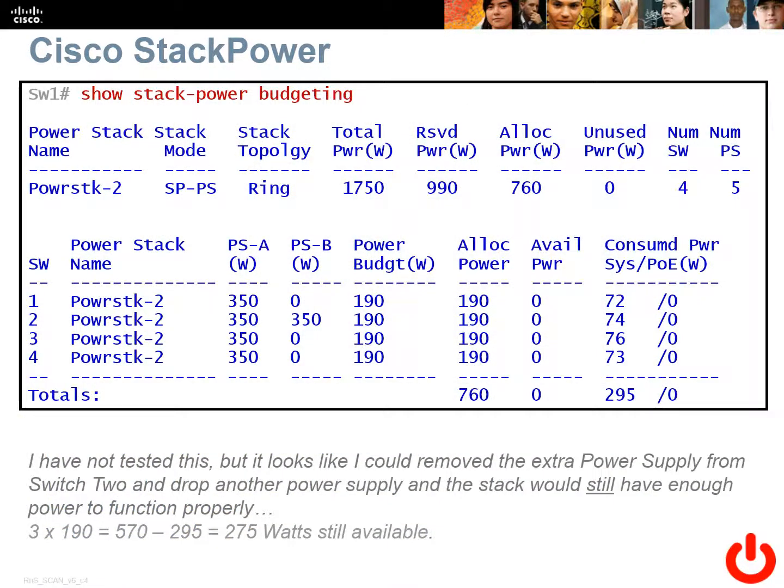So once again, show stack power. We can see that there's one power plan, and it's got 1750 watts capacity, and it's only allocated 760. So there's a lot of headroom there. And like I say, I haven't actually tested this. I haven't gone out there and spent a lot of time ripping out the power cables, but based on the math alone, I could pull out a couple of power cables, and these 4 switches wouldn't even miss a beat. They would be completely happy to keep on working, no problem whatsoever. So stack power is a very, very useful piece of redundancy on your network.